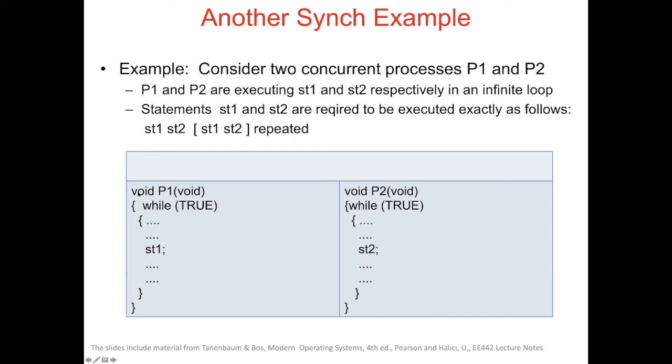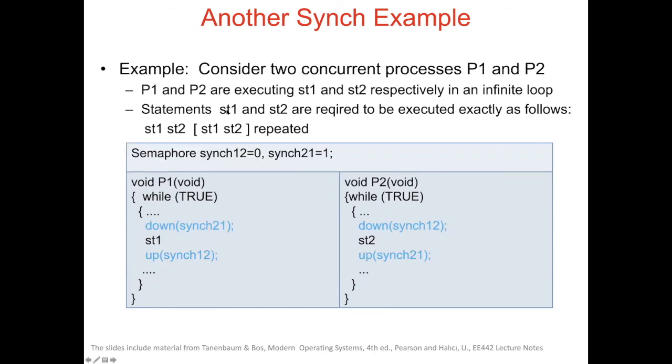We have the code for process P1. It is executed in an infinite loop. Here is statement 1, and process 2 has the same structure. Here it has statement 2. It is executed in a while loop forever.